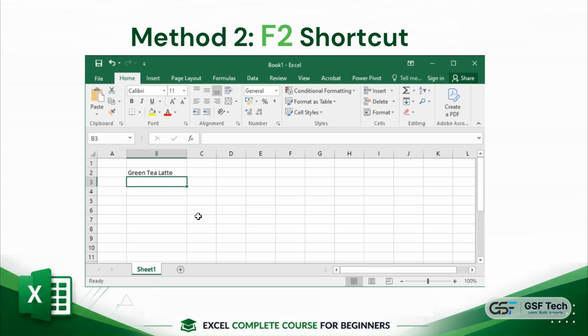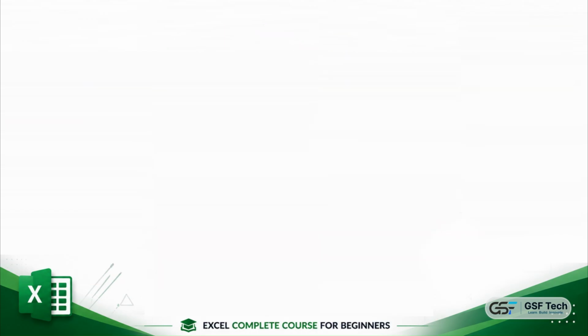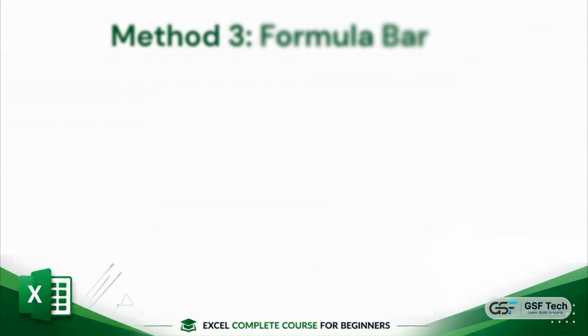Method 2, F2 shortcut. Here's a shortcut that professional Excel users love. Select the cell once. Now press F2. Instantly, the cursor appears inside the cell. No mouse movement required. If you enjoy working faster, start using F2 from today. You'll thank yourself later.